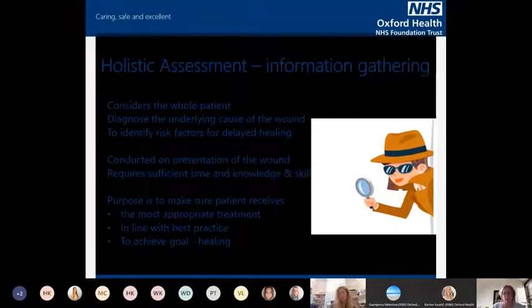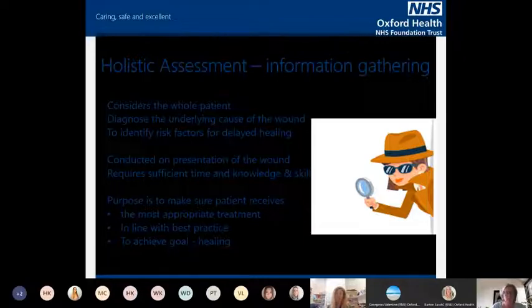Okay, so I love this stuff, and I love this about being a tissue viability nurse because it really plays to my inquisitive, detective, problem-solving nature, and that is exactly what holistic assessment is about. It's information gathering. You've got this wound, or this situation, and you need to know exactly what's going on there. Why is this situation happening, and what are the contributing factors to it?